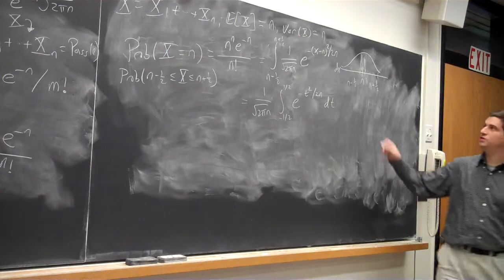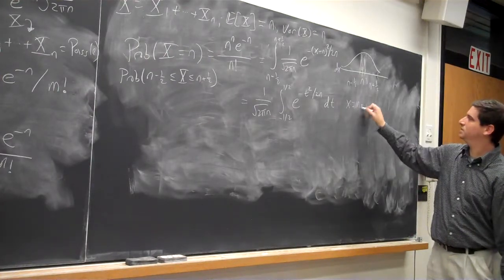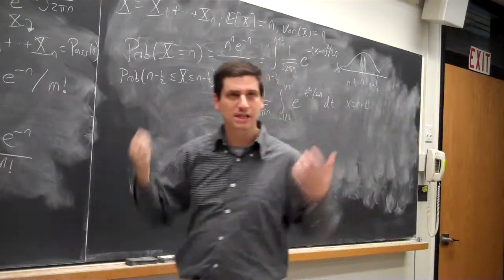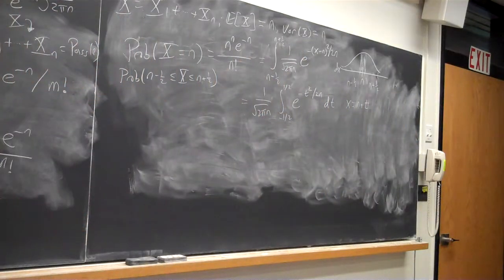Right? Now I've just changed variables. I've just let x equal n plus t. Why? Look, x goes from n minus a half to n plus a half. X is living near n. So if x is living near n, why don't I write x as n plus something? And the t moves only a very small amount.